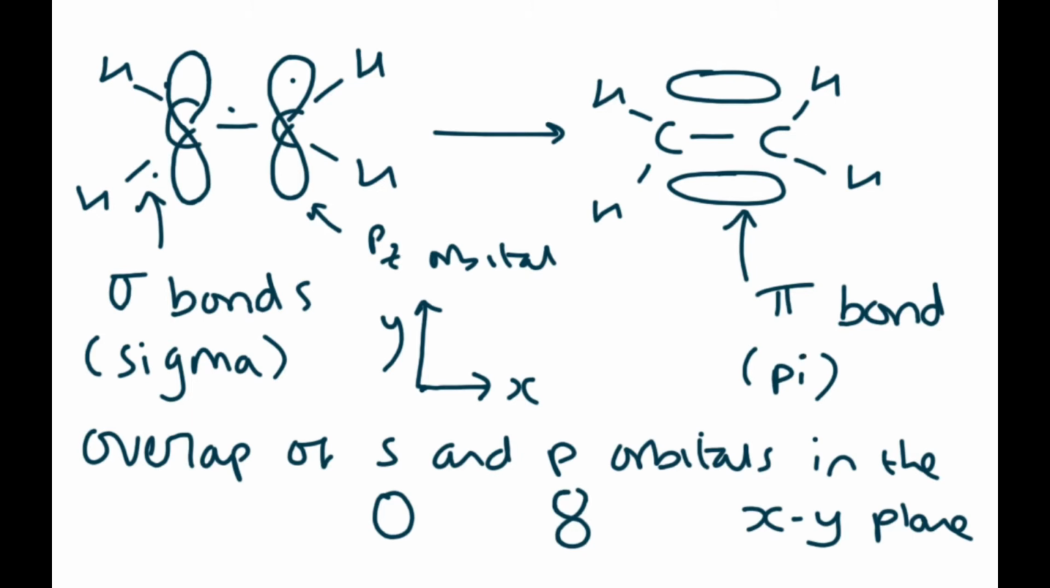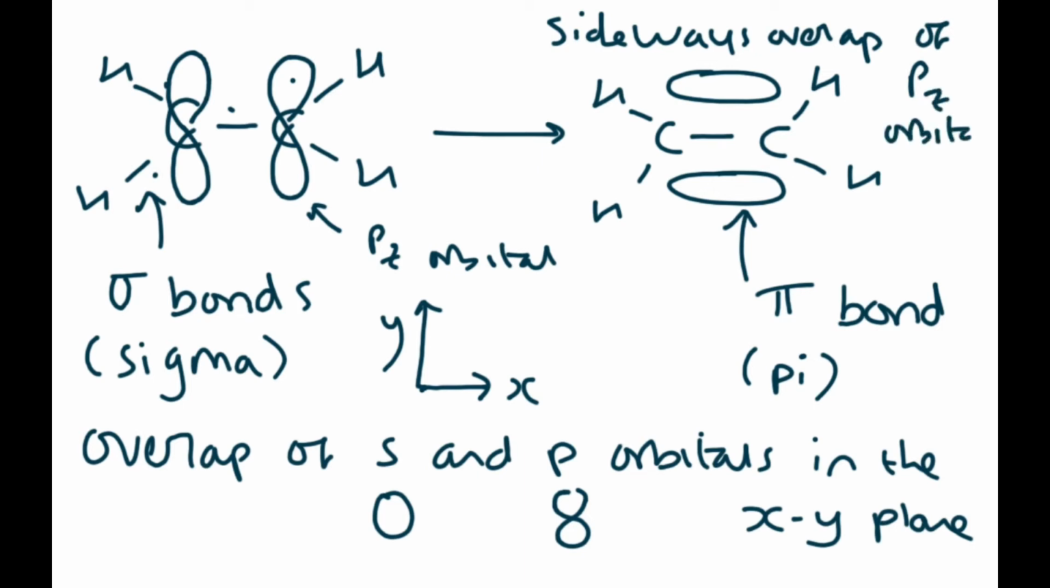Overlapping above and below. It's called the sideways. Quite often they call it the sideways overlap of p orbitals. But it's actually the pz sticking out. Okay, and that's the pi bond.